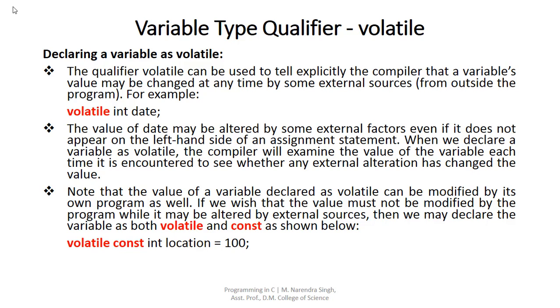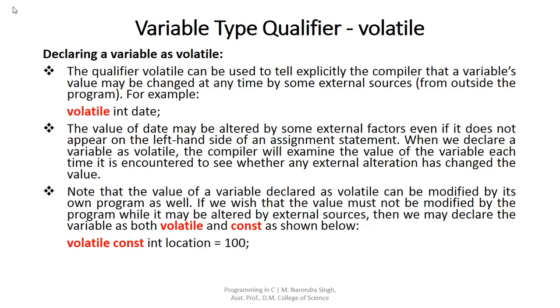If we wish that the value must not be modified by the program while it may be altered by some external sources, then we declare the variable as both volatile and const as shown below. volatile const int location = 100; This statement declares the variable location to be of integer data type, and it is assigned the value 100.